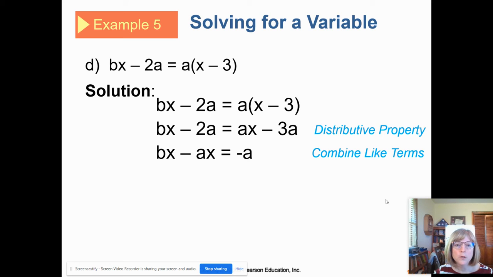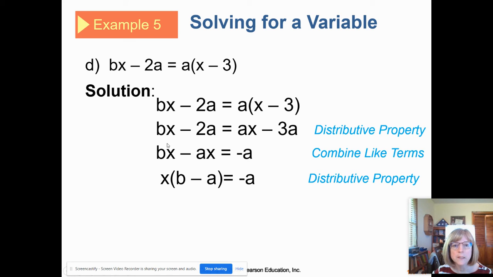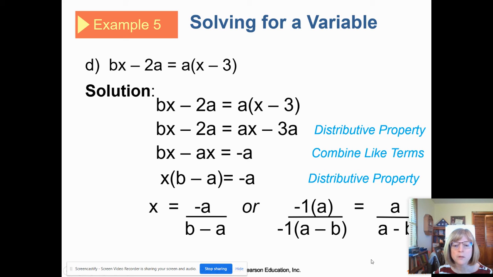What I can do, though, is rewrite that. I'm going to factor out an x. And the reason I want to do that, if you think about when you solve an equation, you're done when you have x equals everything else. You have the letter x one time and one time only. So the only way that you can take something like bx minus ax and rewrite that so that the letter x is only written down once is by factoring. Now it's just a simple matter of dividing by b minus a.